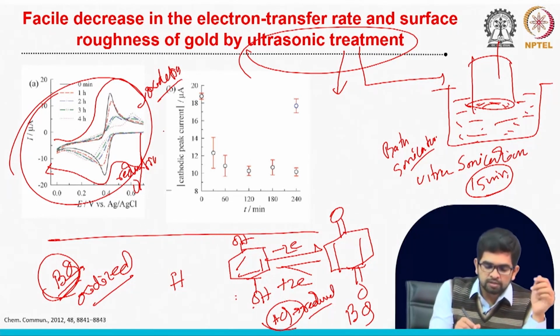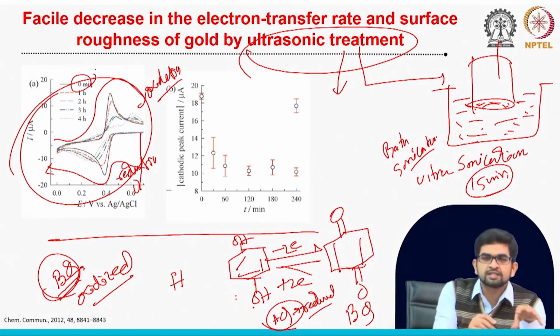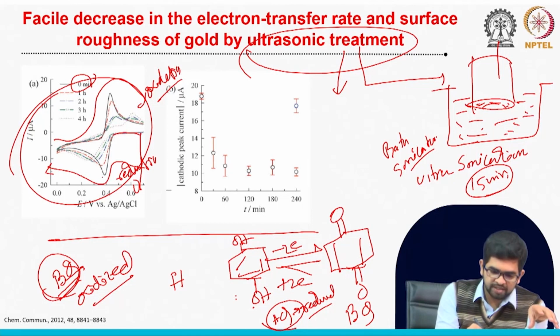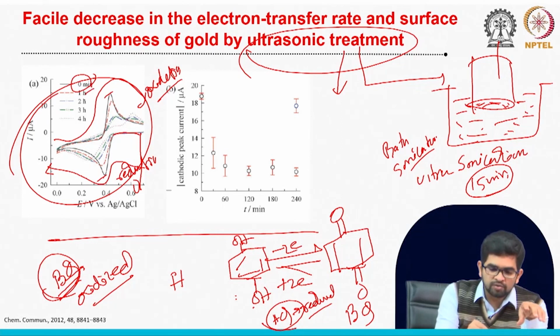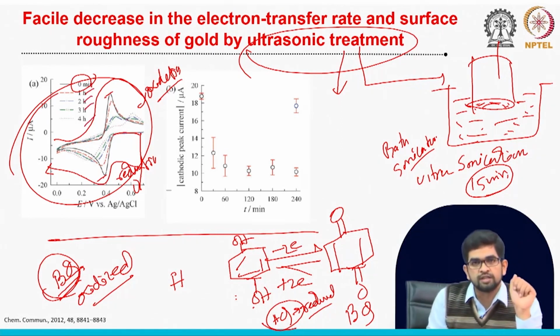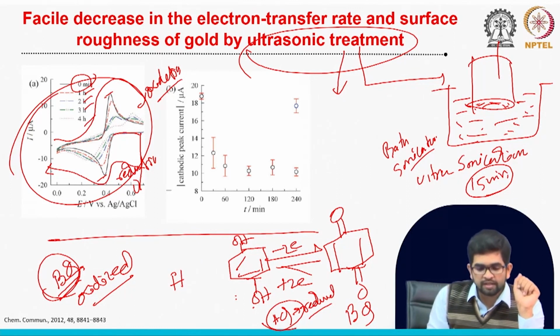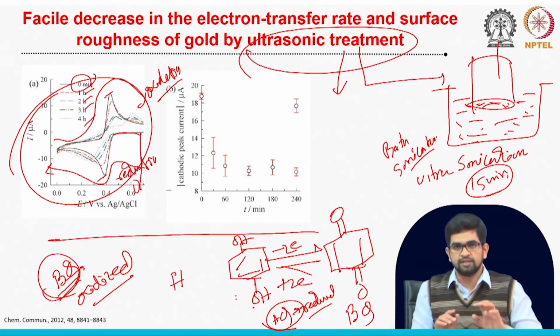See, so we started with the benzoquinone, just after 0 minute, means just after mechanical polishing. You can see the very sharp, high reduction peak and oxidation peak, and they are very close. It means your surface is highly electrocatalytically active. Now 1 hour, 2 hour, 3 hour, 4 hour means quite longer ultrasonications I am doing. Then you may face the deactivation of the sensor, your surface.